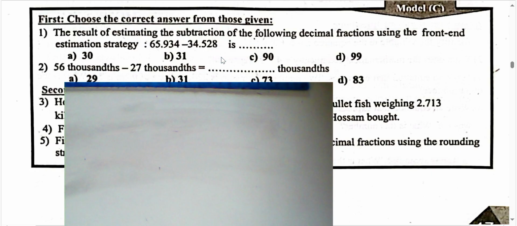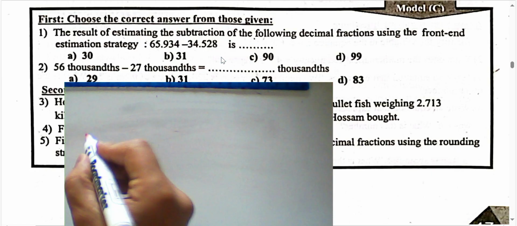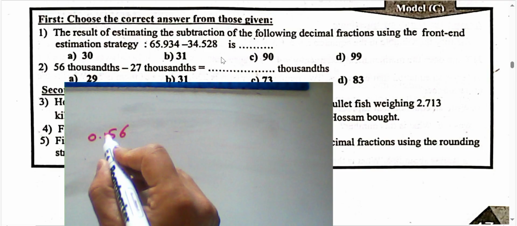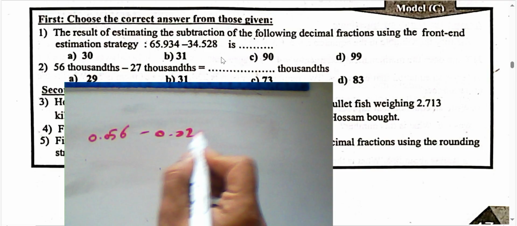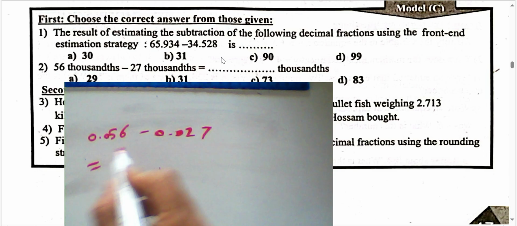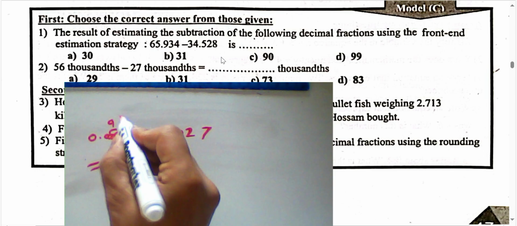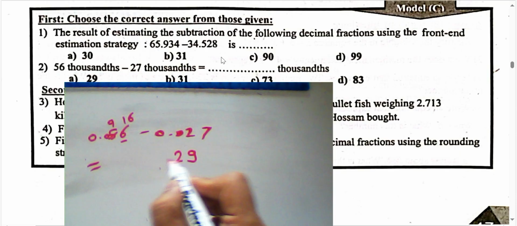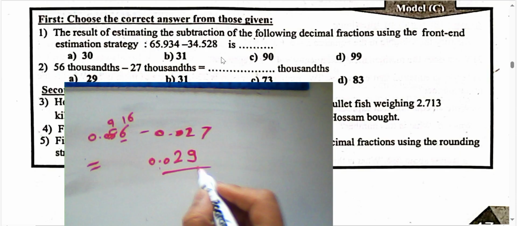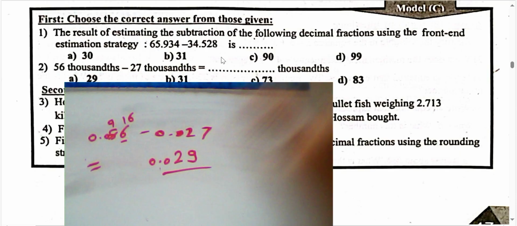Next question. We have 56 thousandths subtracted by 27 thousandths. 6 minus 7, we can borrow 1. 16 minus 7 equals 9. And we have 4 minus 2 equals 2. And the answer will be 29 thousandths. Choose letter A.